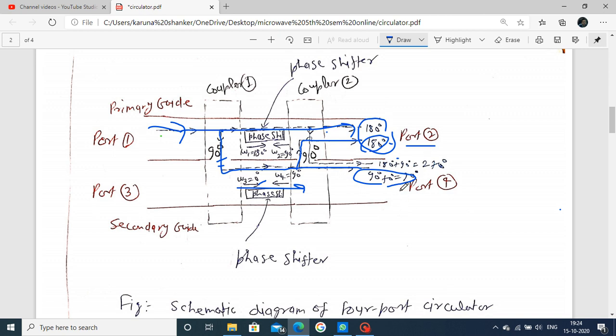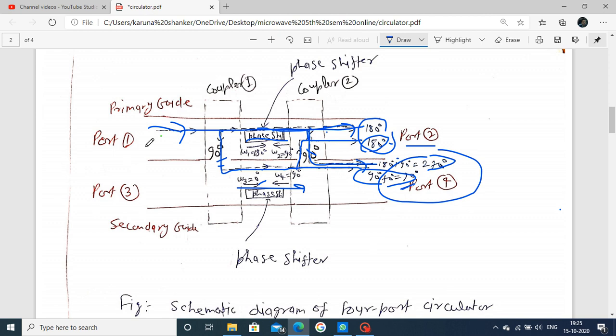Observe this one, we have already defined the 90 degrees. Also, whatever wave comes to port number 2 also moves towards the secondary waveguide side and moves toward port number 4. Now observe, this gives a 180 degree shift, which means 180 comes here. Now this gives 90, so adding 180 plus 90 comes to 270. This is out of phase, that's why it cancels out at port number 4.